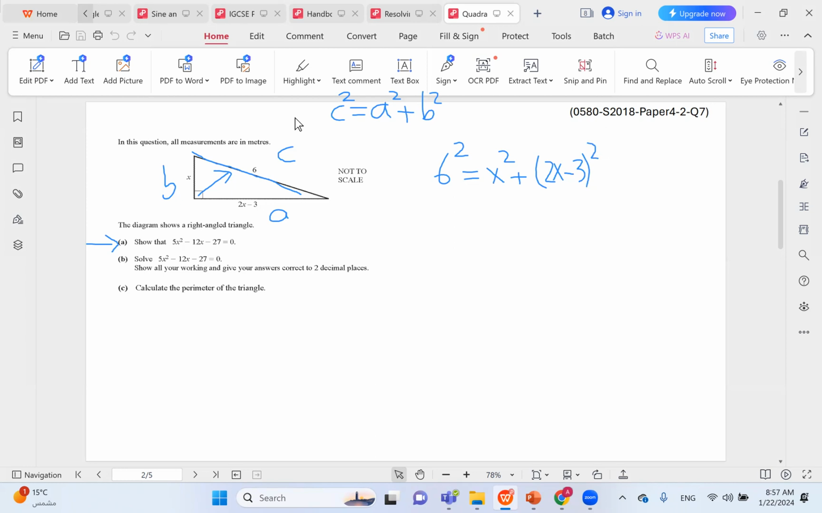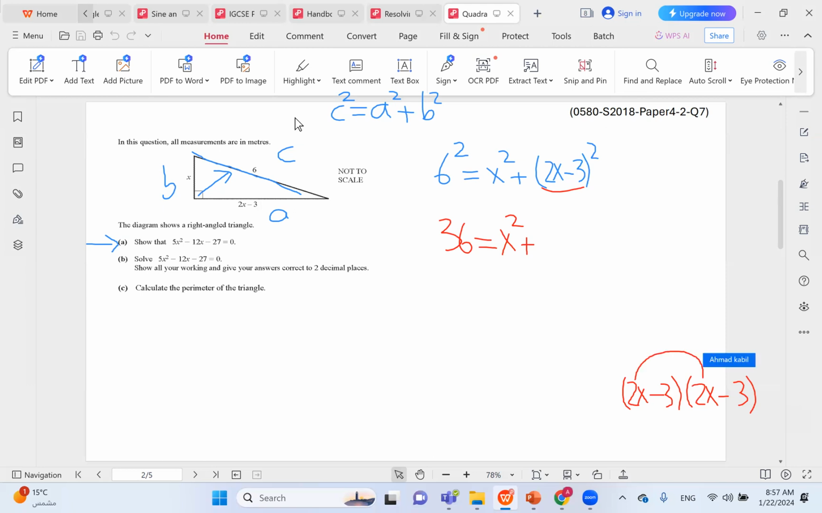So 6 power 2 gives us 36. This is equal to x power 2 plus, and now you should be able to expand this bracket. For those of you who like to use the rule a squared plus 2ab plus b squared, that would work. I will do it in the more systematic and slower way for those who feel more comfortable with that. So I will not use the shortcut.